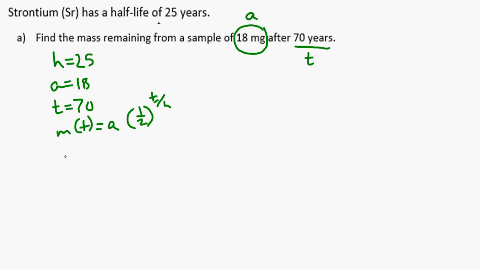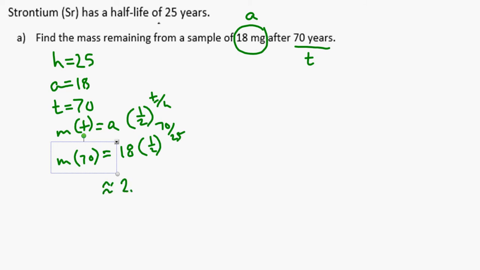So I'm going to plug in what I know here. So M of 70 is equal to, my A is 18, 1/2, and you're going to have 70 over 25. Put this in my calculator, and I get approximately, to 2 decimal places, 2.58.